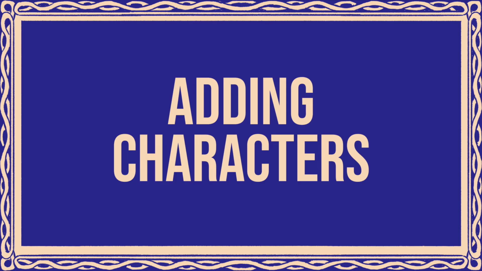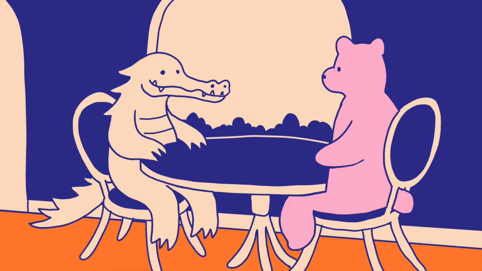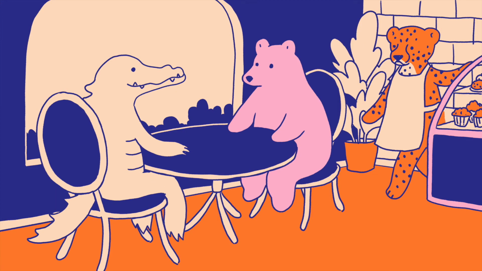Adding characters. Dialogue scenes between two people are quite easy to frame, but if we add a third character or more, things can quickly get trickier. As Charlie heads over to take their orders, we're going to have to make some decisions about how he should be placed and how much of a disruption he should make in our already established dynamic.